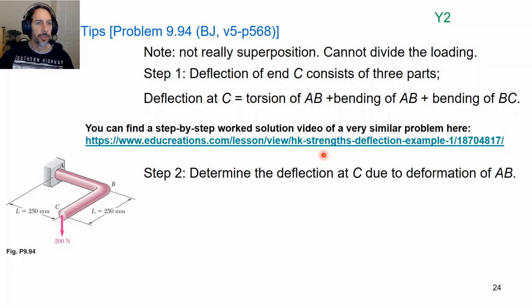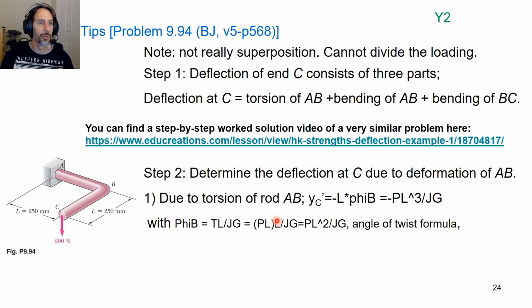Determine the deflection at C due to deformation of AB first. Firstly we have torsion of the rod AB, so you just need to look up the angle of twist formula for AB, and then multiply by this length here to get that displacement due to the torsion. Note that this equation here, PL squared upon GJ, is not a general formula. It just works out like this in this problem because this length here is the same as this length here.